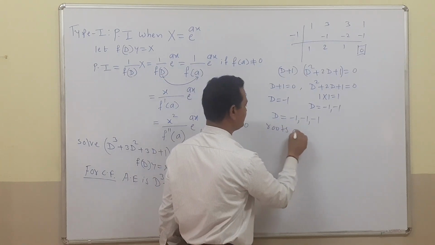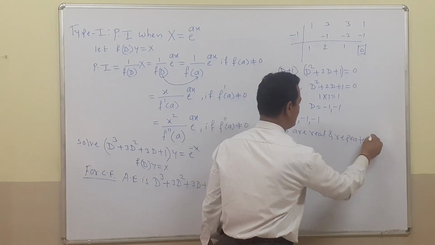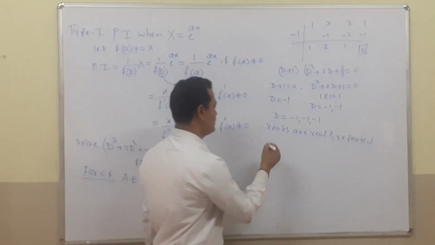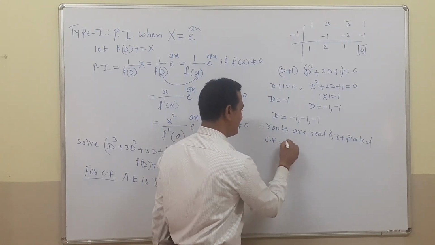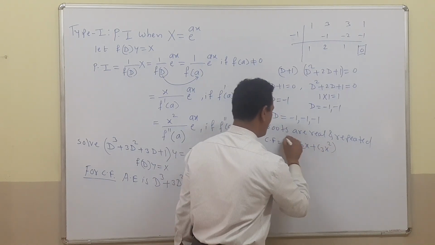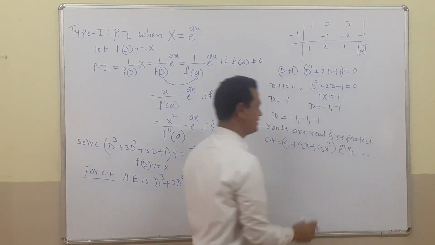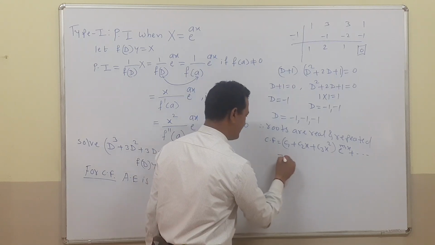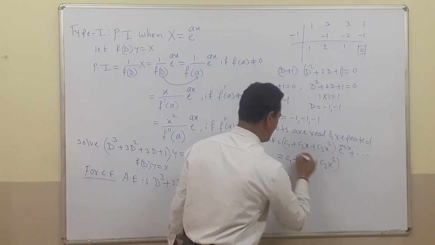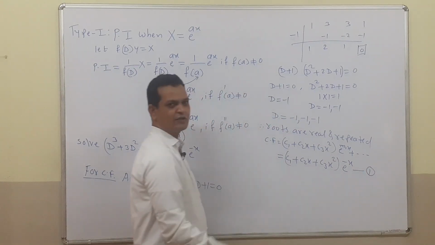Therefore roots are real and repeated. So these roots are real and repeated because minus 1 is repeated thrice. So according to the repeated root formula, complementary function is c1 plus c2x plus c3x square into e raised to m1x and so on. So this is the formula for complementary function. So we can write complementary function as c1 plus c2x plus c3x square into e raised to minus x. So this is our equation number 1.